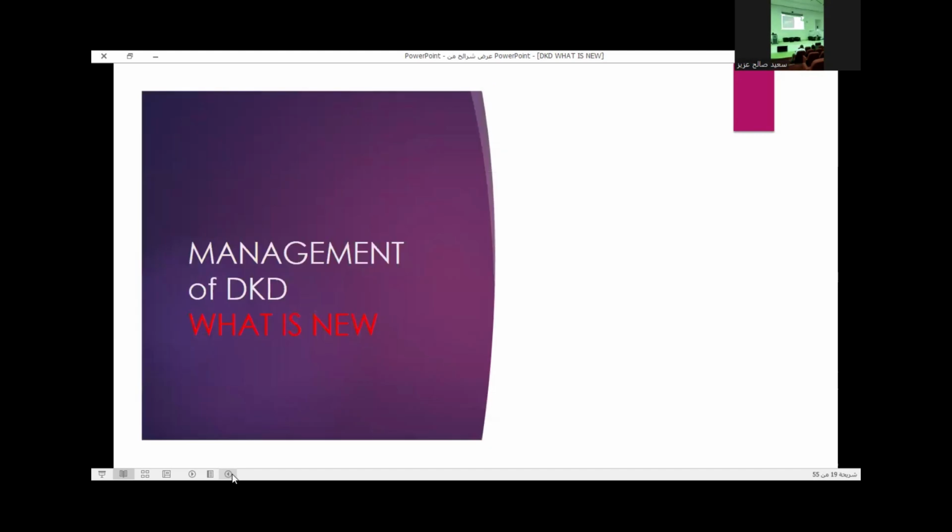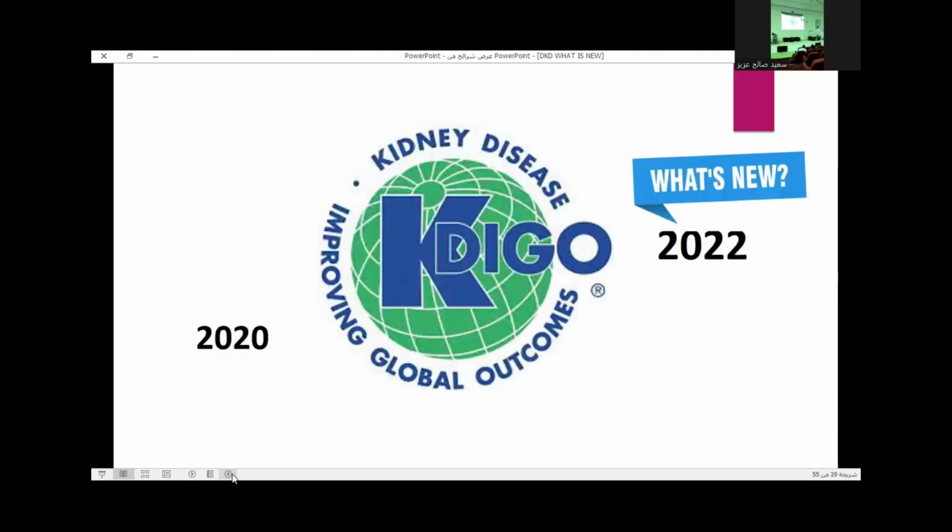Let's talk about the most important part, the management of diabetic kidney disease. What's new in the management? The KDIGO guideline usually updates its recommendations every 3 to 5 years, but a lot of changes happened recently. They updated their guideline in 2022, where the last one was published 2 years prior to that.